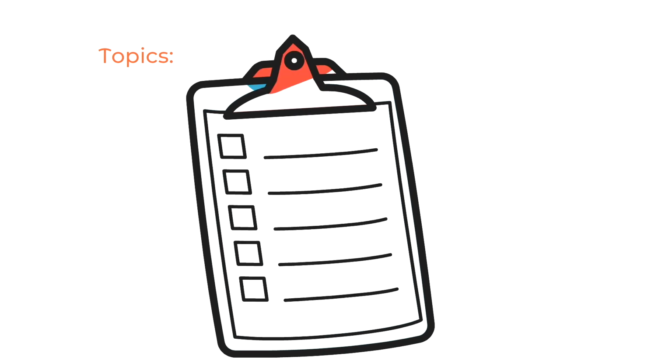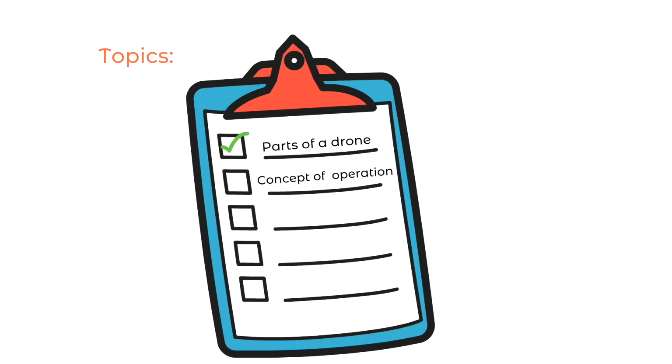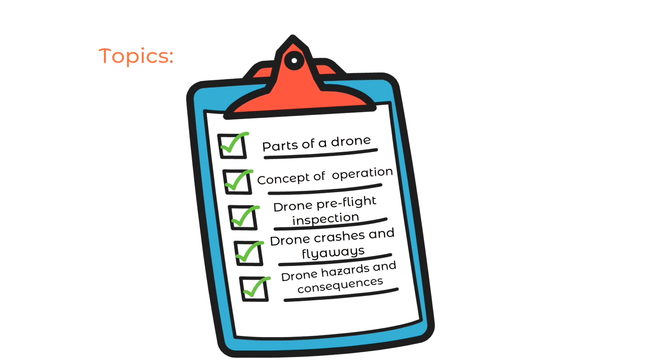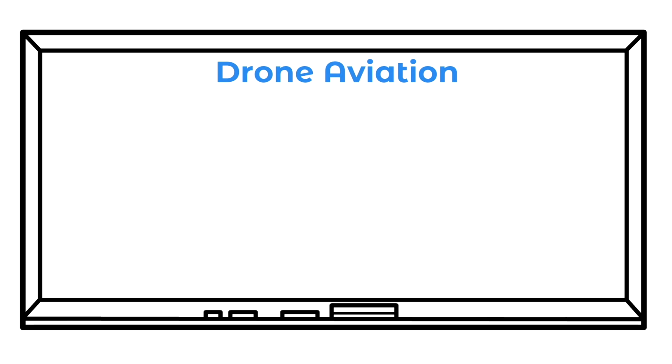For this lesson, you will learn about the following. Parts of a drone. Concept of operation. Drone pre-flight inspection. Drone crashes and flyaways. Drone hazards and consequences. So what exactly is drone operation? Well, let me start from the basics, the different parts of a drone.